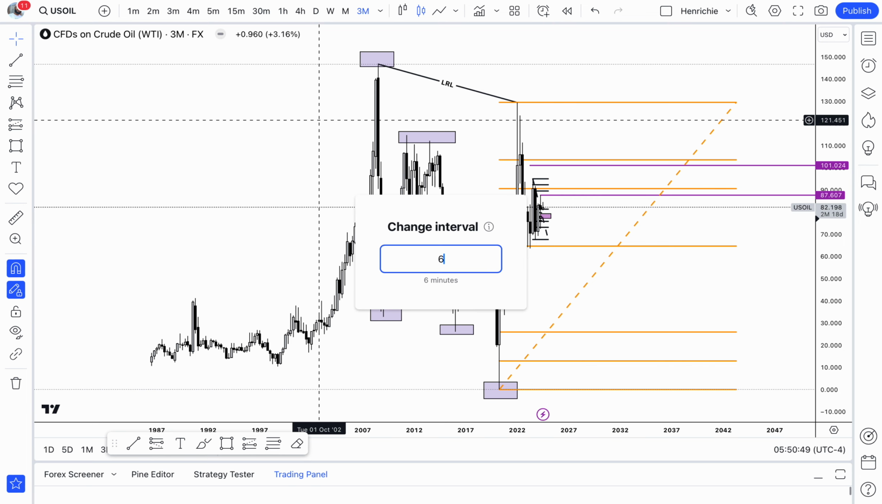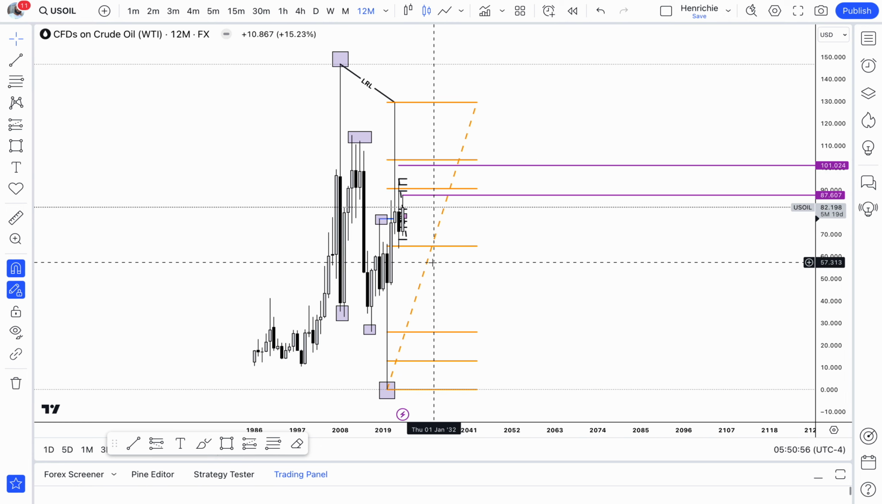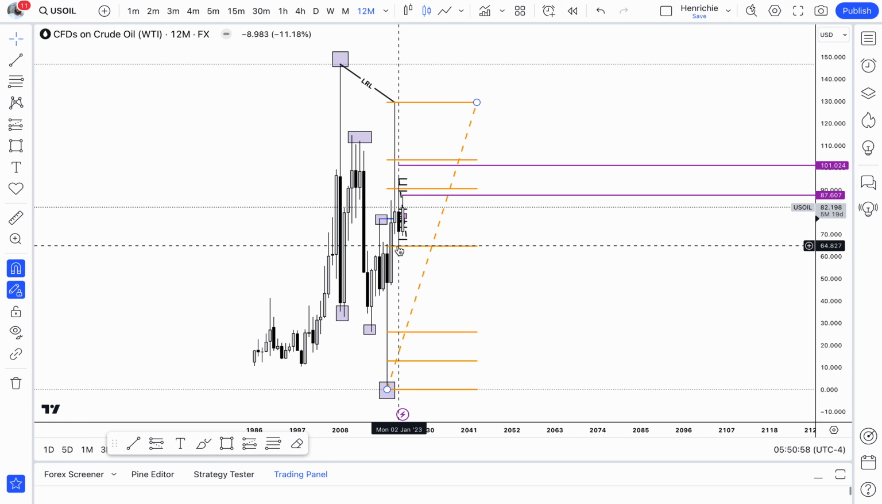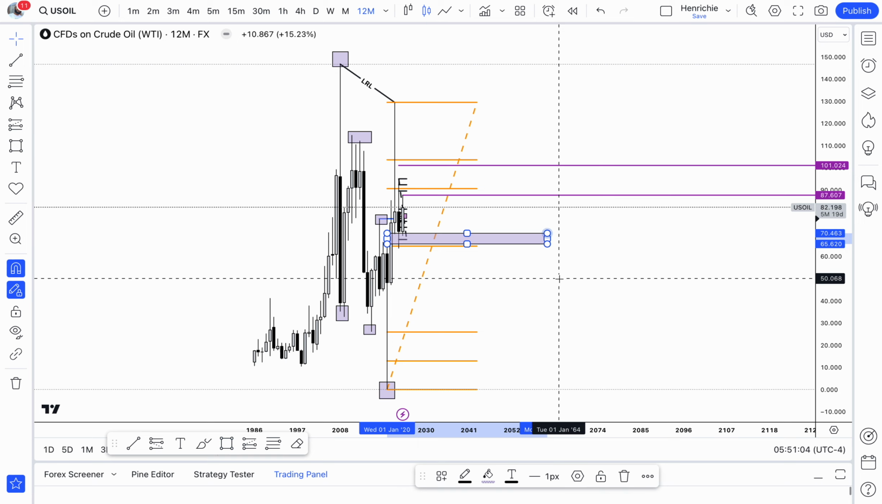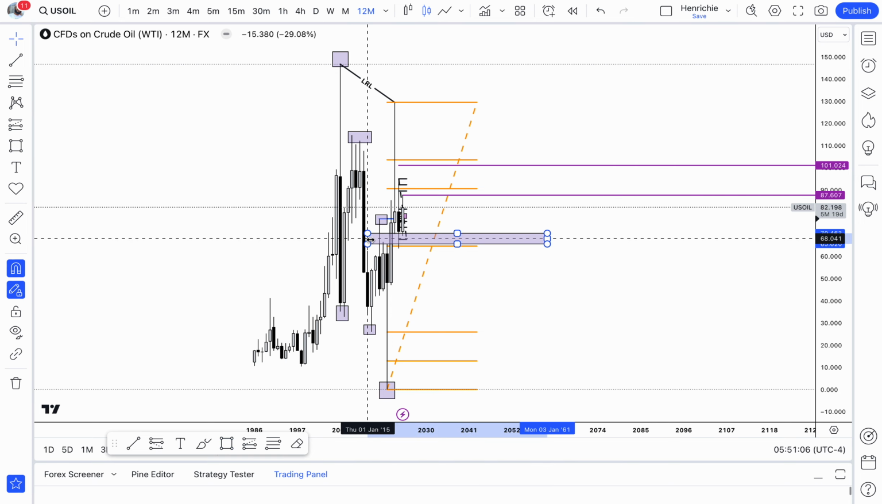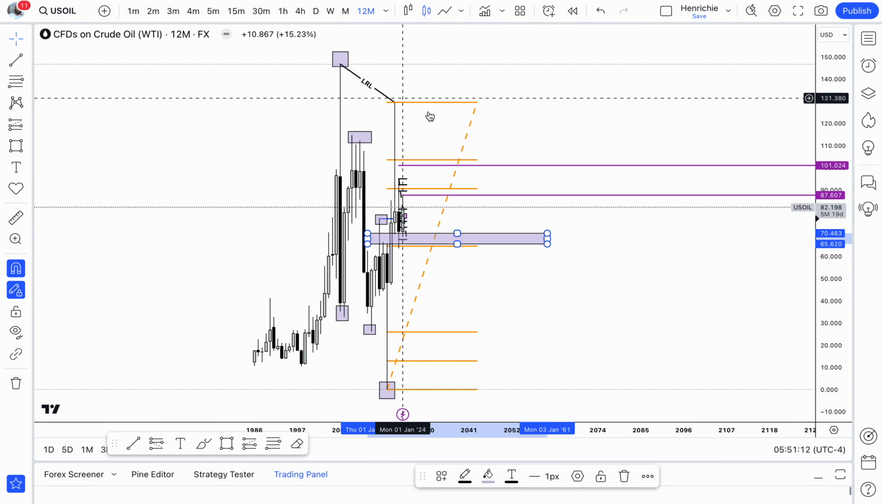Now, if we go to the 6-month time frame, the 12-month time frame, as you can see right here, equilibrium, below is a discount. Look what's resting right there. Inefficiency. That inefficiency is giving you a telltale sign that this key level is going to be a potential area price is going to use as a support before a potential continuation to the upside.